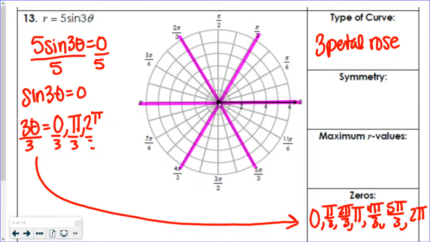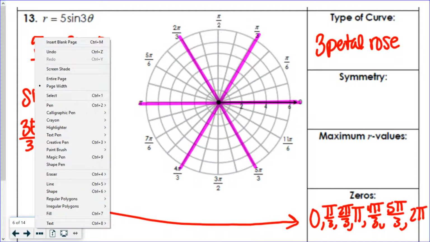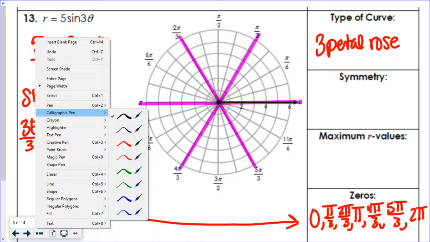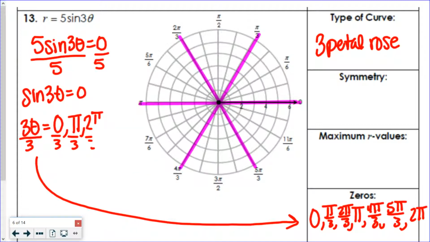in between there somewhere. If I had a 6-petal rose, I would be done, because I would know exactly where it was crossing at this point. But I don't have a 6-petal rose, I have a 3-petal rose. So either my petals are here, here, and here, or they're here, here, and here. We've got to figure out what that is.